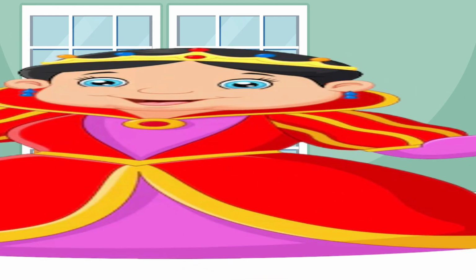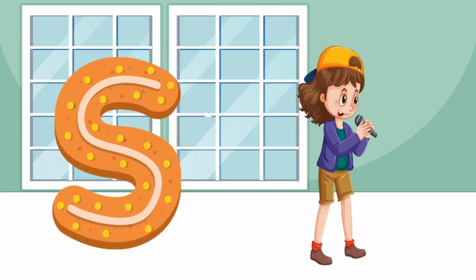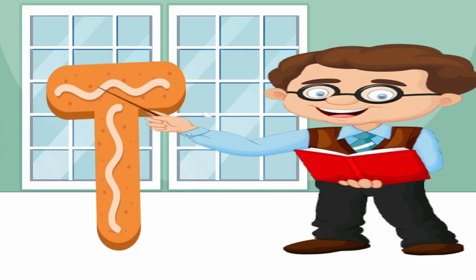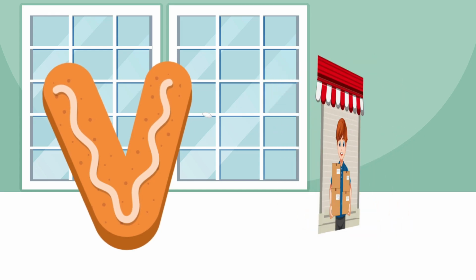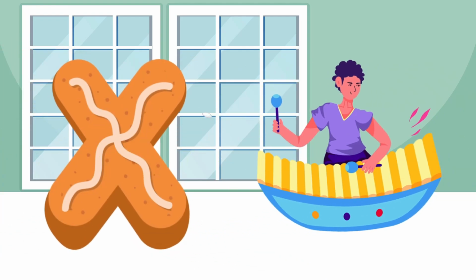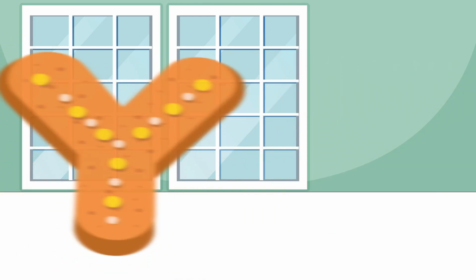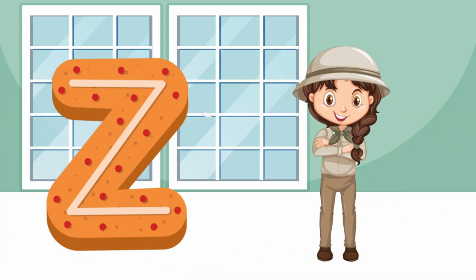Q is for queen, R is for reporter, S is for singer, T is for teacher, U is for umpire, V is for vendor, W is for welder, X is for xylophonist, Y is for yarn winder, Z is for zookeeper.